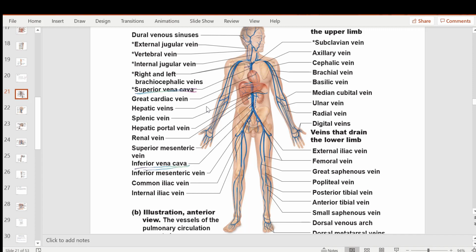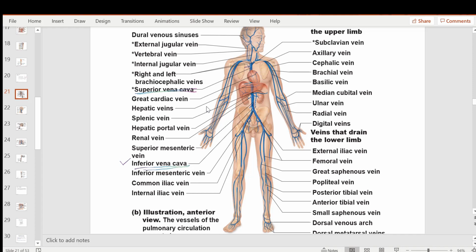Superior vena cava brings the blood from the upper part of your body, like from your head part, neck part, and upper extremities. Inferior vena cava brings the blood into the heart from the lower part of the body, from the lower part of the trunk and lower extremities.